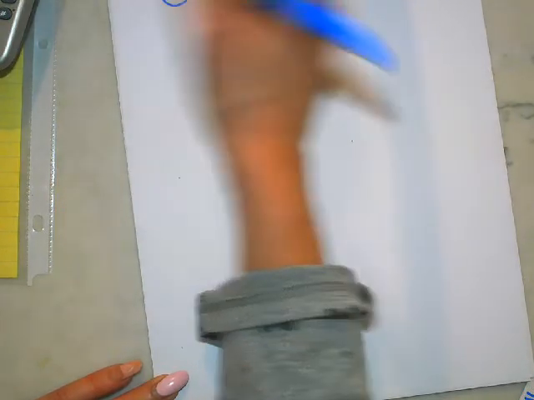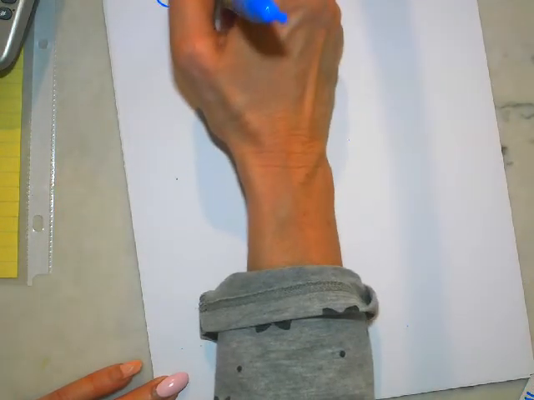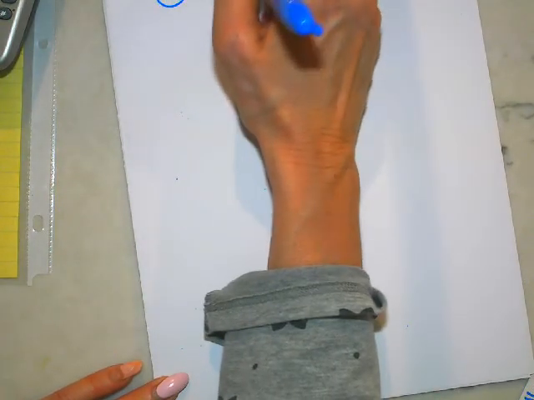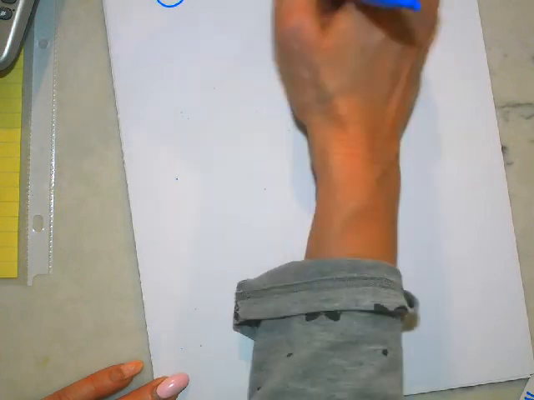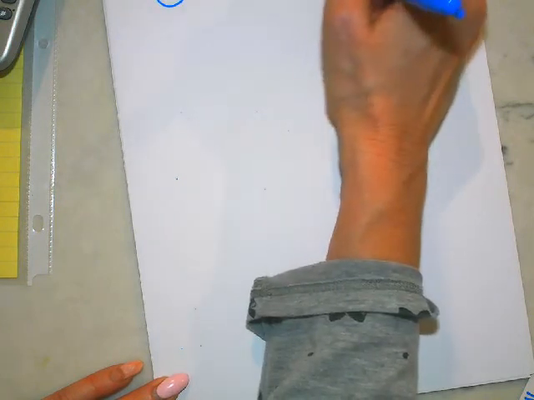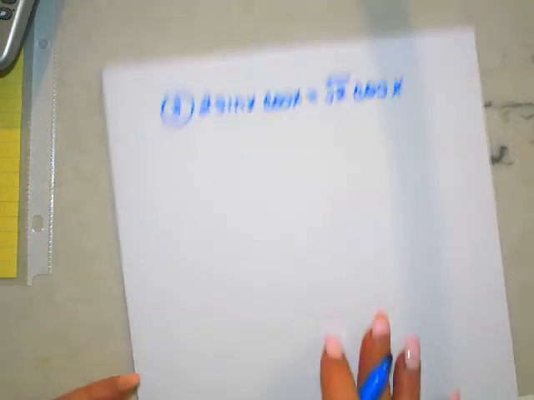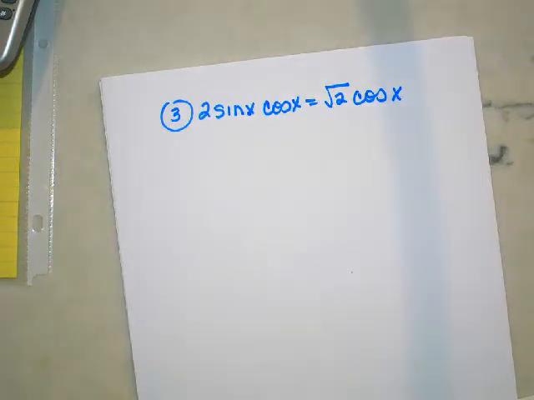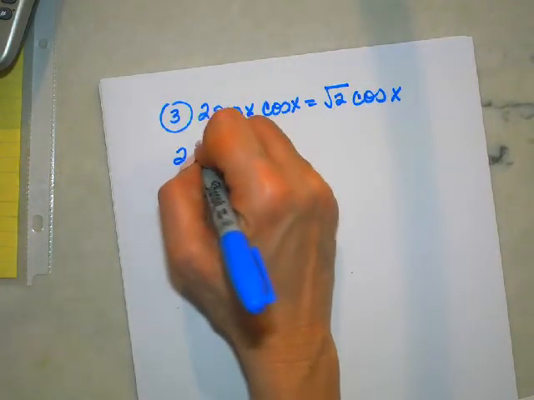Okay, we have 2 sine x cosine x equals square root of 2 cosine x. Oh, well, that's not even in the video. There you go. All right, we are going to set everything equal to 0.